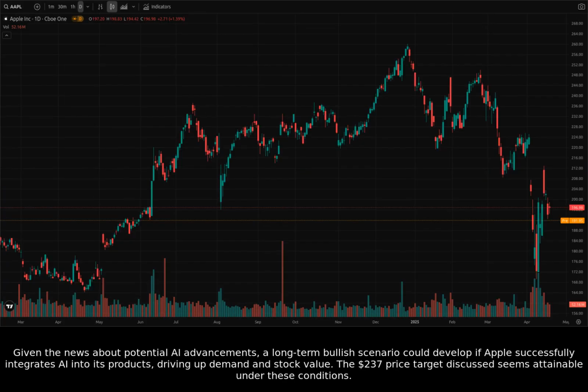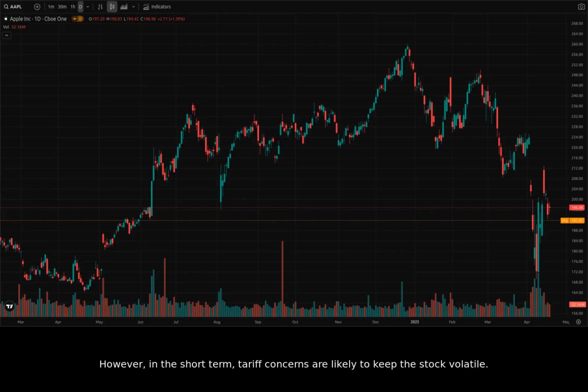Given the news about potential AI advancements, a long-term bullish scenario could develop if Apple successfully integrates AI into its products, driving up demand and stock value. The $237 price target discussed seems attainable under these conditions. However, in the short term, tariff concerns are likely to keep the stock volatile.